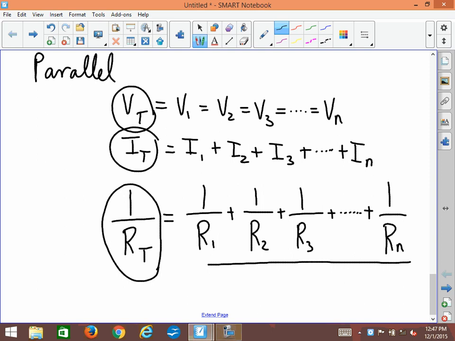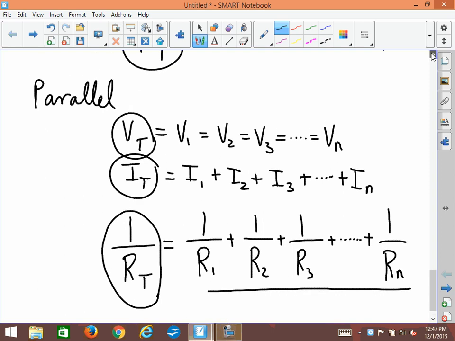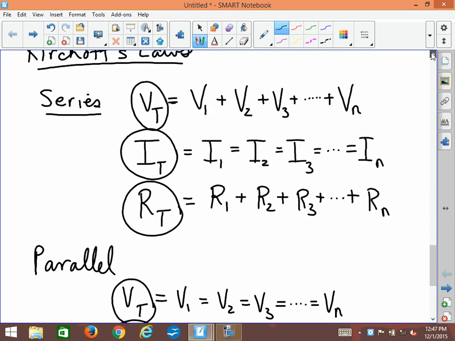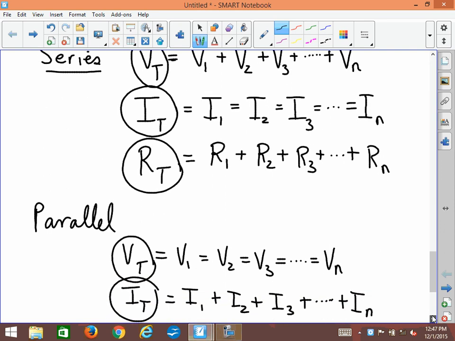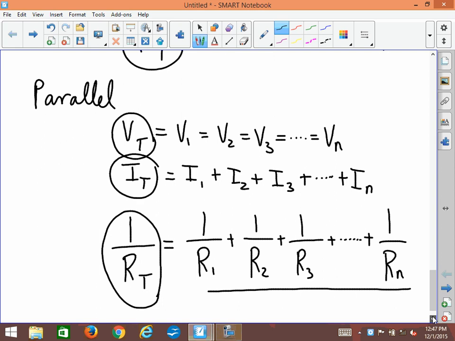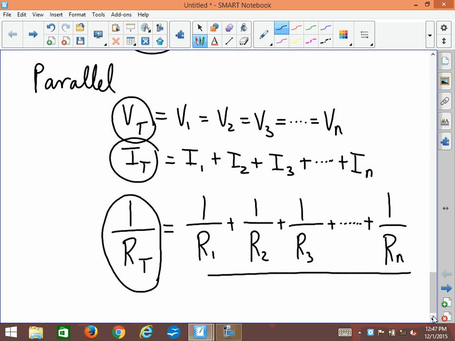Okay? In series, voltages are added, current is the same at every load, and resistances of each load are added. In parallel, voltages across each load are the same. They are equal. The currents are split up, and so they add up to the total. And the resistance adds up in a funny way as reciprocals, because when you add more resistance in a parallel circuit, you add more pathways, making the total resistance go down.